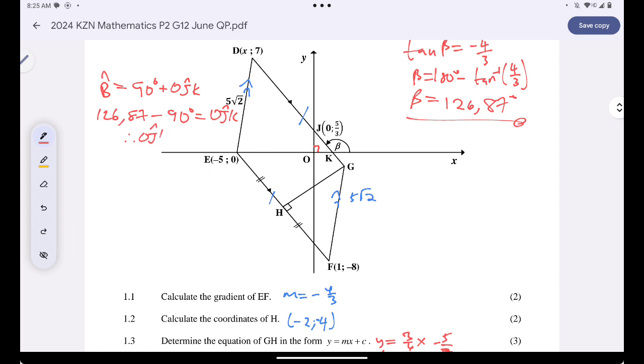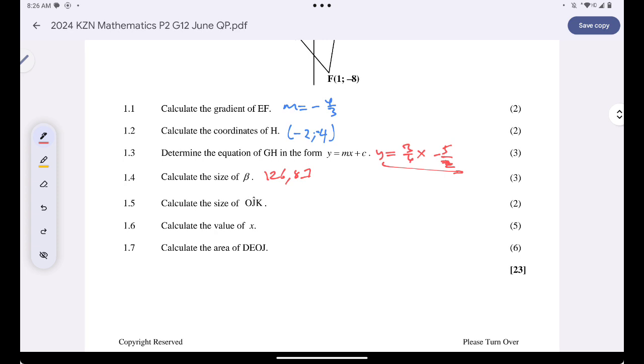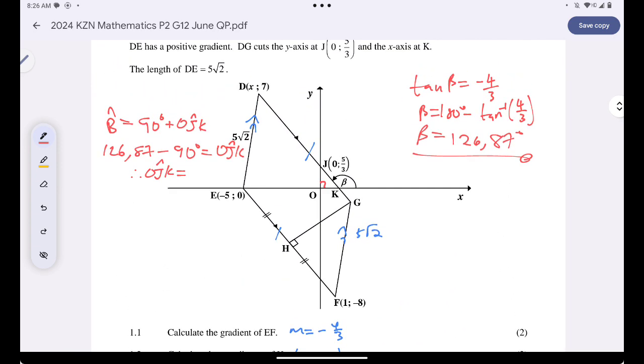Therefore, the angle of OJK is equal to 36.87. These are degrees, né? 36.87 degrees. Okay, now I must find the value of x.